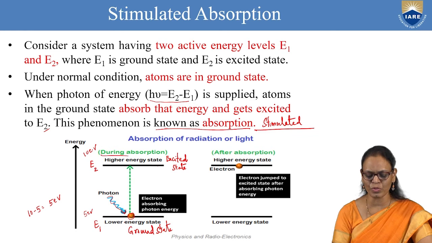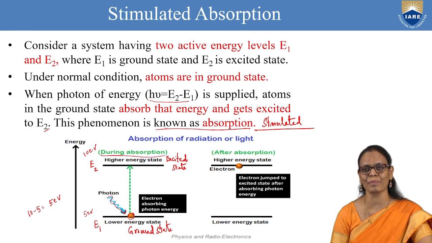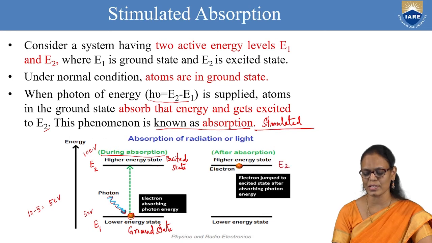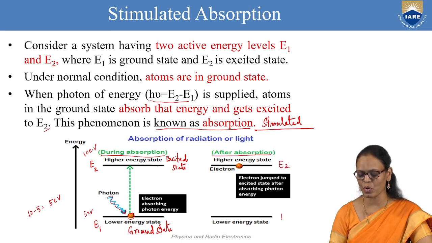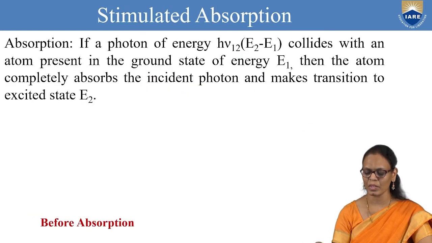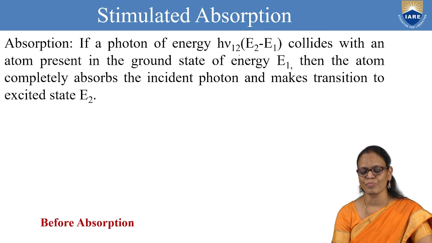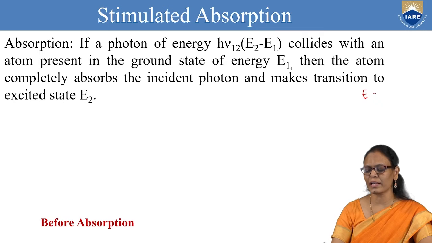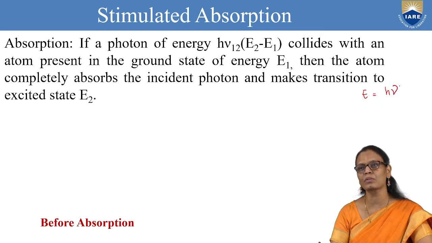So this is how the atom absorbs the light during absorption. Once it absorbs the light, this atom from the lower energy state has come to the higher energy state E2. This is after absorption. So after absorbing the energy that we are supplying, it has gone to the higher energy state. This is what stimulated absorption is. Now we will see here, if a photon of energy h nu 12, why we are calling it h nu 12, I told you, whenever we talk about a photon, the energy of a photon is given by E is equal to h nu.